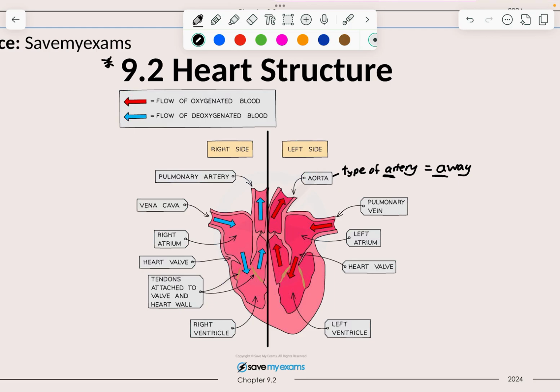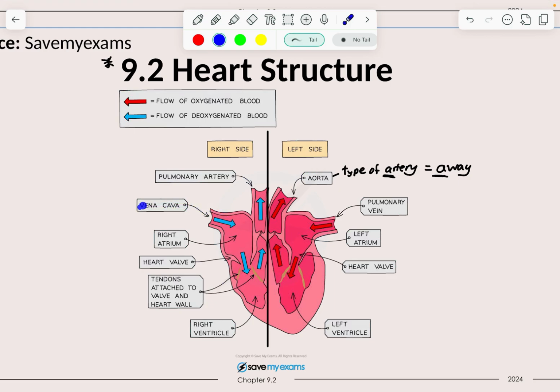Now we look at the right hand side. After the blood has been sent to the aorta and goes to the different parts of the body, now it wants to return back to the heart. Remember, this is a double circulation. It goes through your heart twice in one single time. So the vena cava sends the blood in.